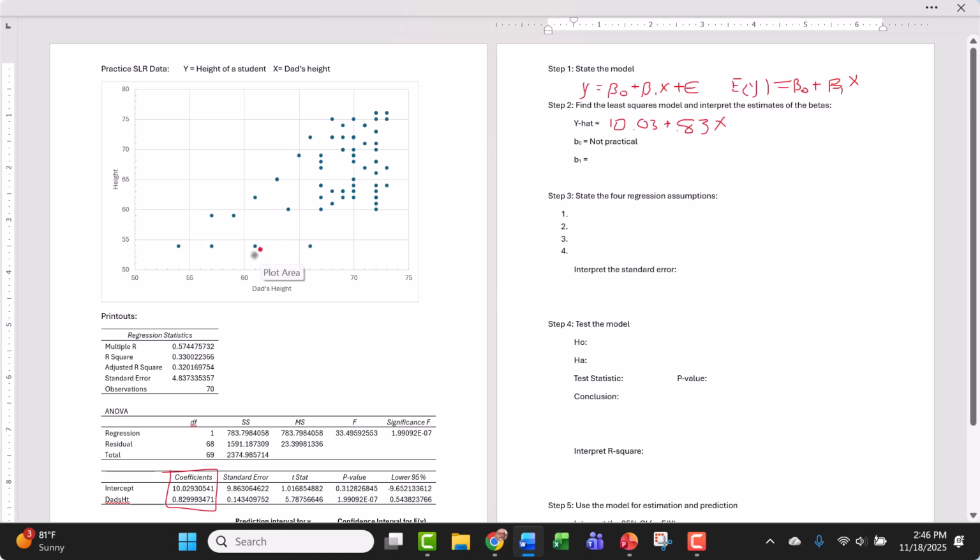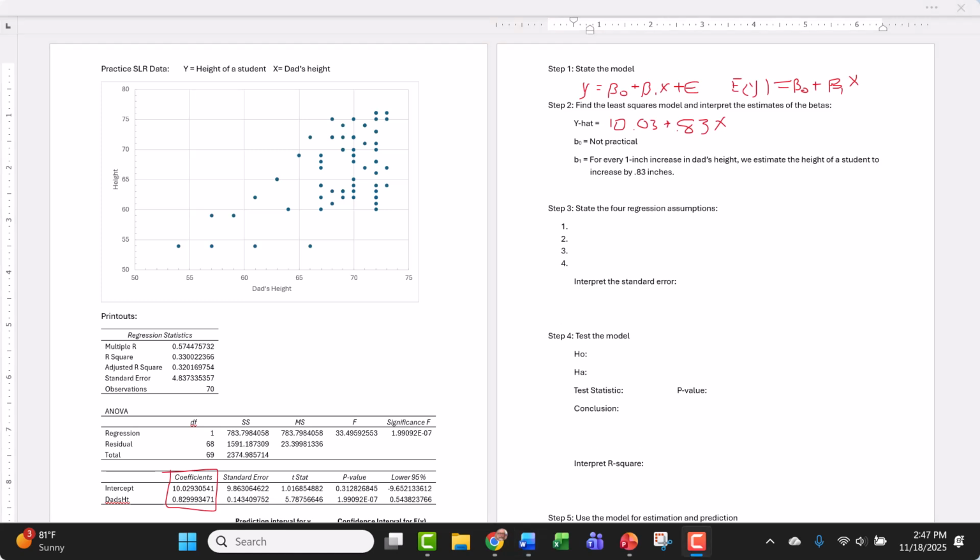And the slope is the rise over 1. For every 1 unit increase in x, we estimate y to, in this case, go up by 0.83. So let me type and I'll come back. For every 1 inch increase in dad's height, that's x, we estimate the height of a student, which is y, to increase, because it's positive, 0.83 inches. It's important to get the units of measurement. For every 1 inch increase in dad's height, we estimate the height of a student to increase by 0.83 inches.